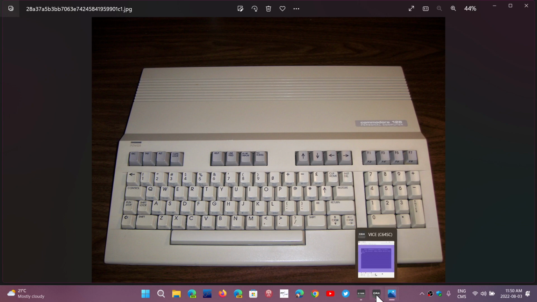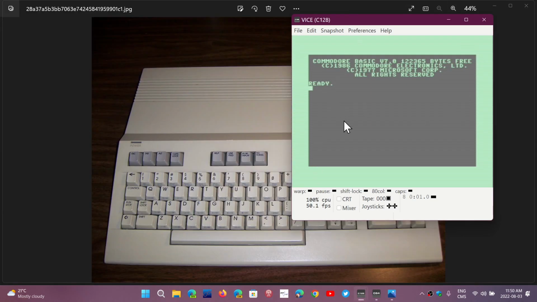Just to show the Commodore 128's screen, this is what it was. It had 128K of RAM, with 122,000 actually free for BASIC, and it had much more advanced BASIC commands. Also, you could use sprites and do graphics commands.